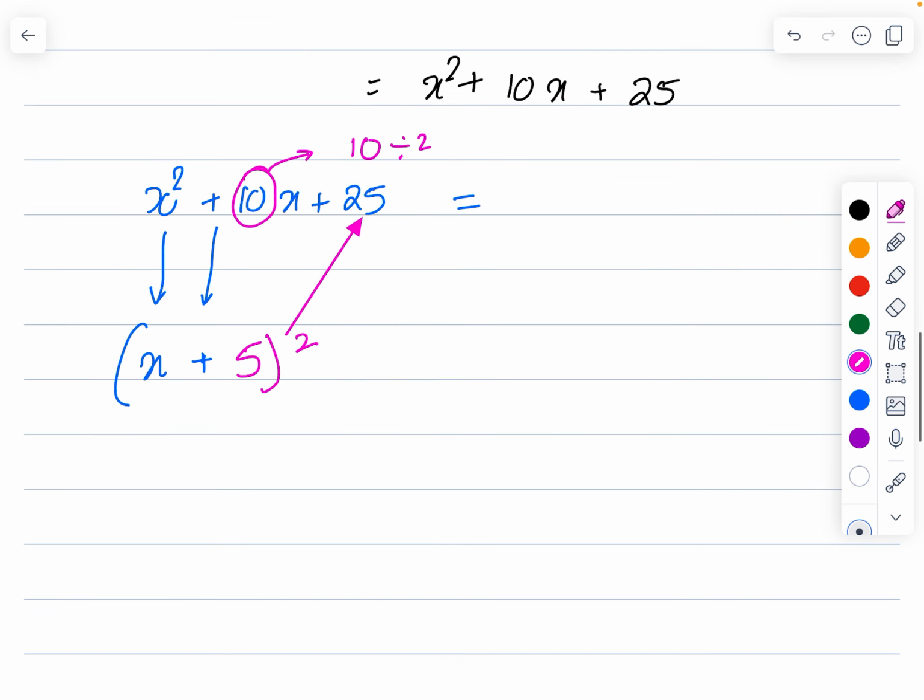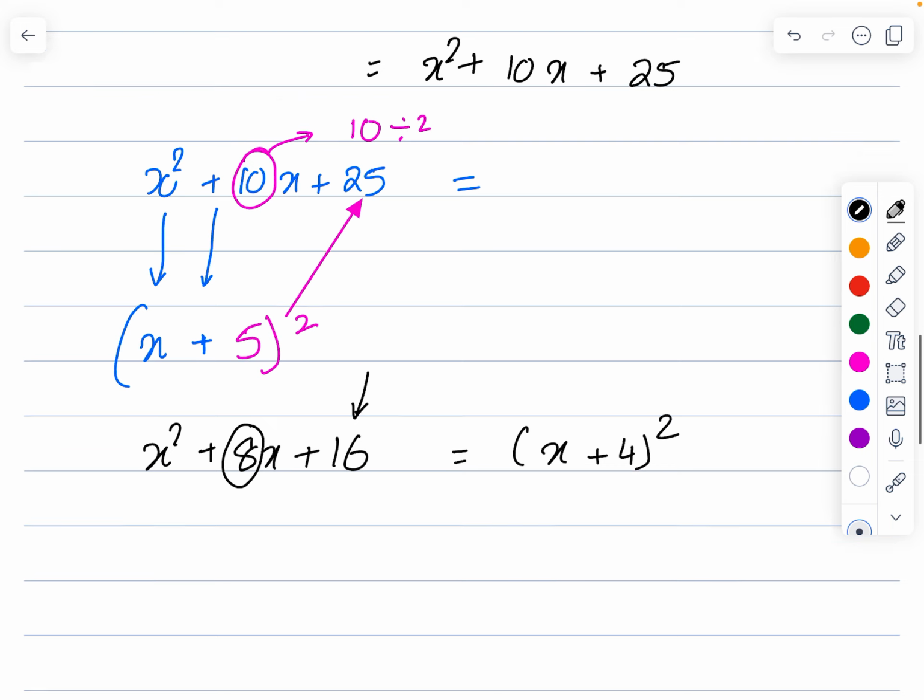For example, I give you another example, x² + 8x + 16. What can be done? x, and the symbol is plus, and half of this term, 8 divided by 2 is 4, and we can cross check 4² is 16, so it is (x + 4)².